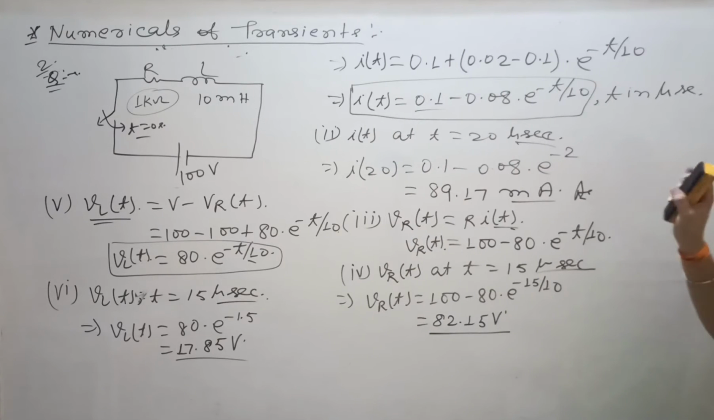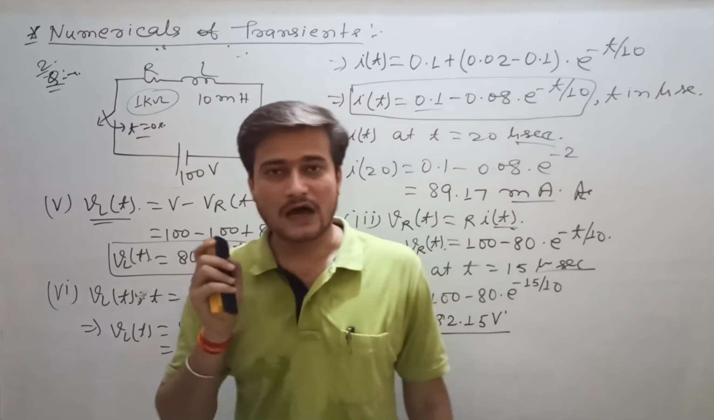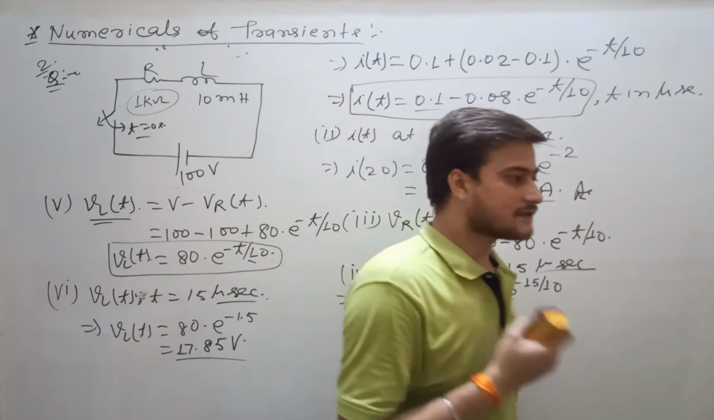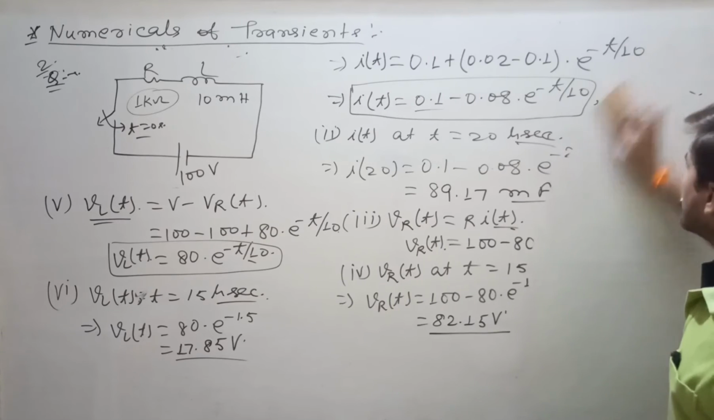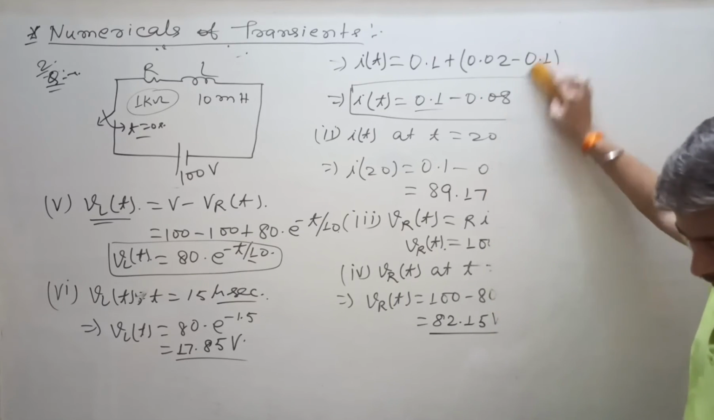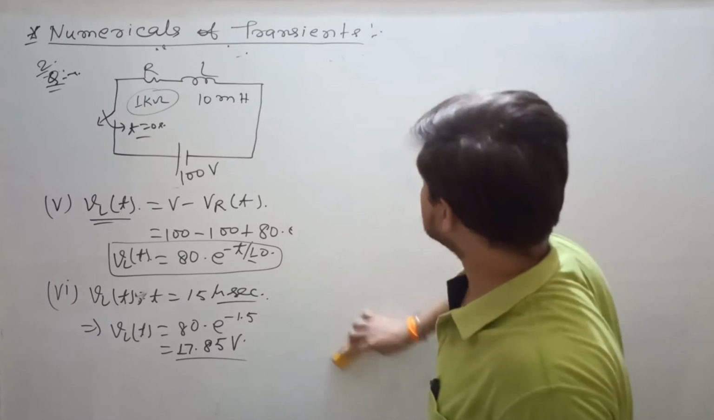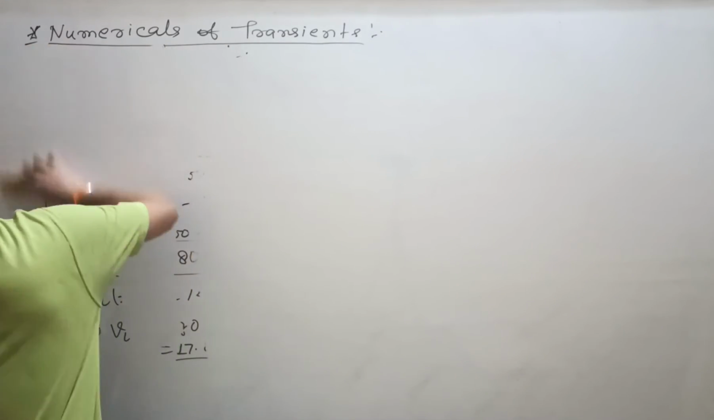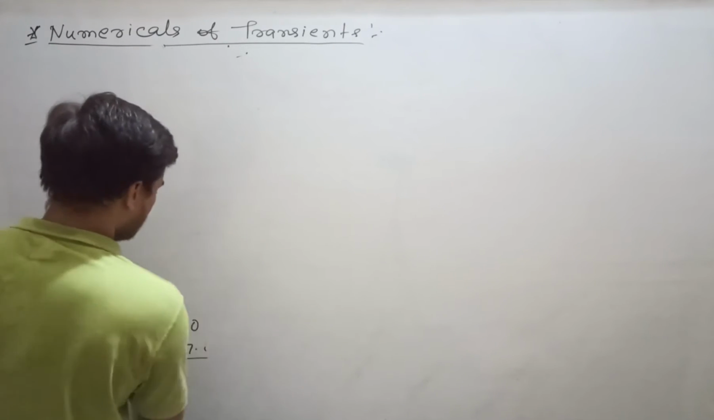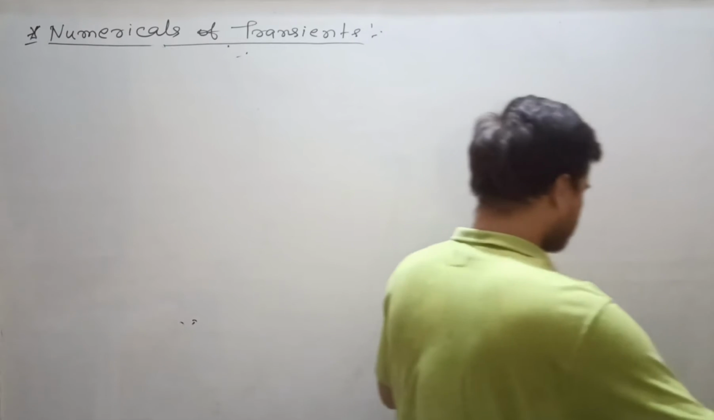So we solved two questions on the RL circuit, one without initial conditions and the second with initial conditions. Now let us come to the RC circuit. Now we will see two questions on the RC circuit. Let us write the third question.